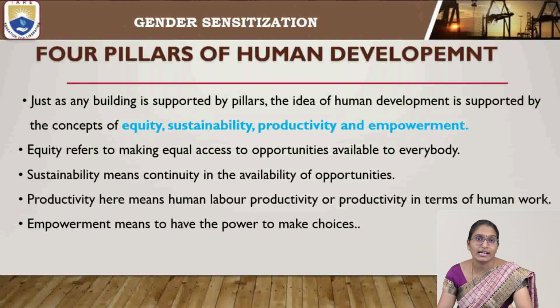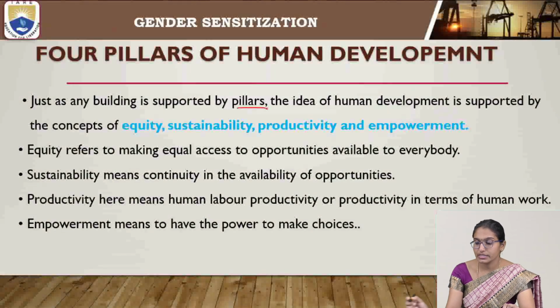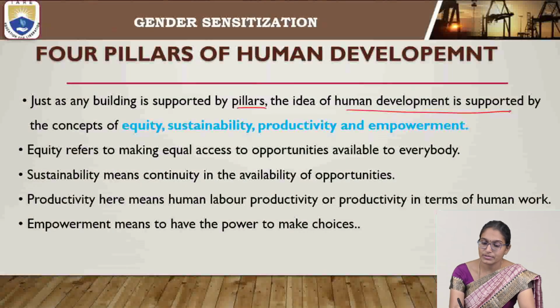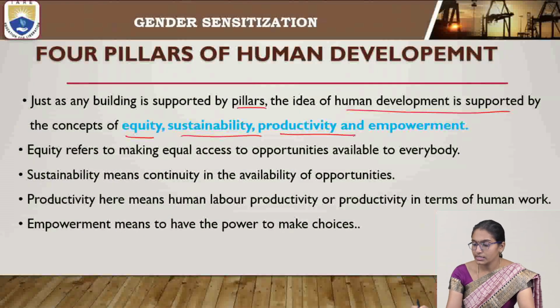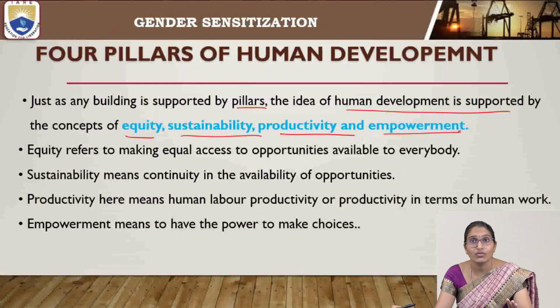We have four factors that act as the pillars of human development. Just as any building is supported by pillars, the idea of human development is supported by four concepts. They are equity, sustainability, productivity and empowerment. First of all, you should have equity: equal opportunities, chances or resources given to all people.